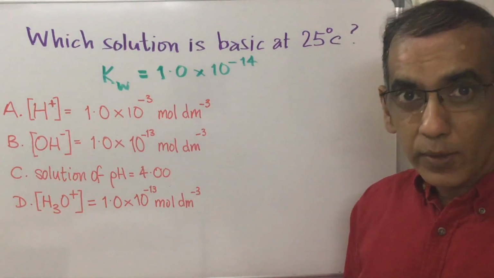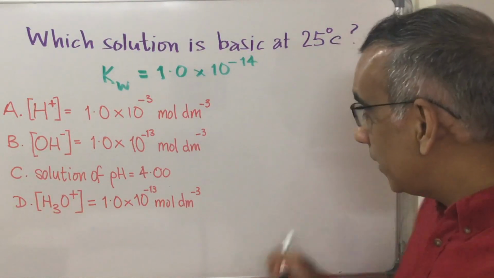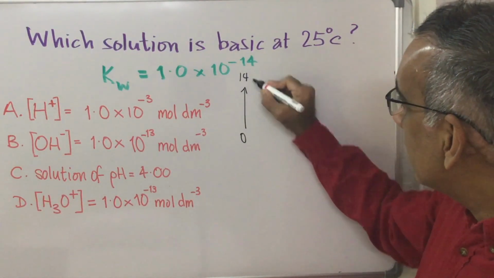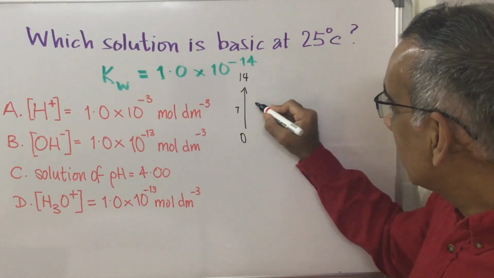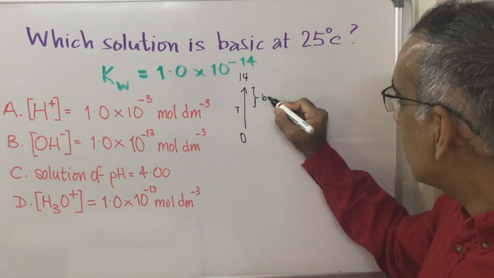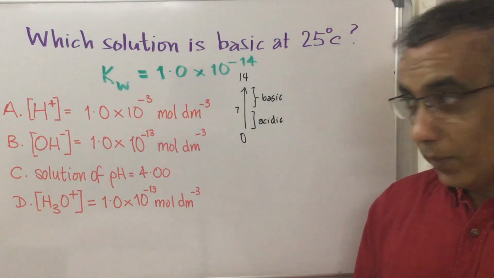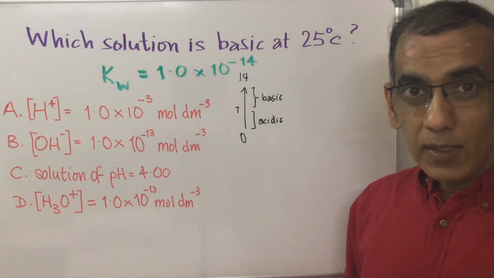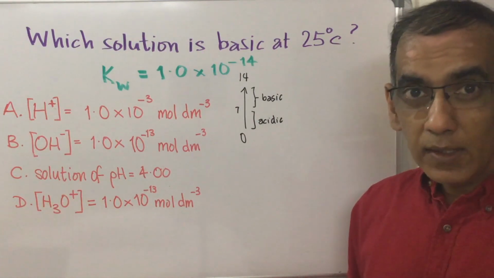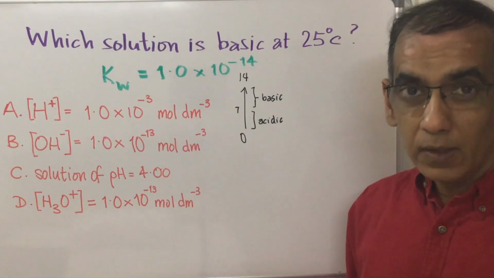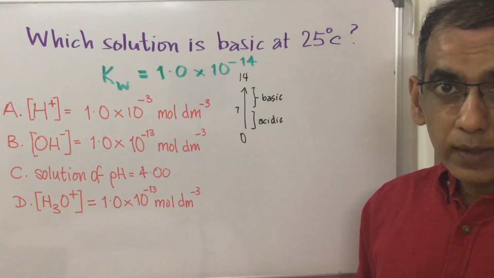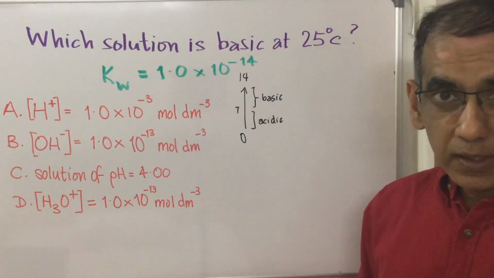Now, most students are comfortable with the fact that the pH scale runs from 0 to 14, with 7 being neutral. This part of the scale here is basic, and this part here is acidic. But the difficulty with this question is you need to apply some specific equations, and you need to do the calculations mentally, because a calculator is not allowed in paper 1, the multiple choice exam for IB Chemistry.